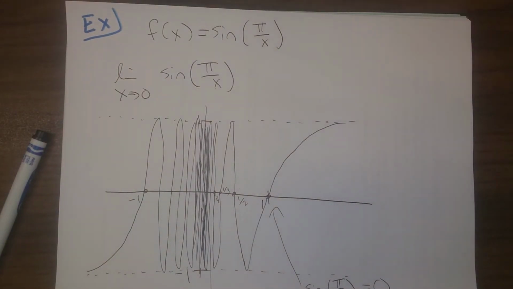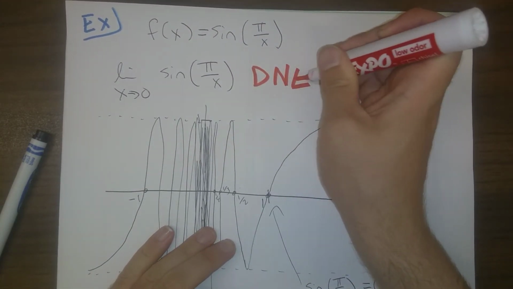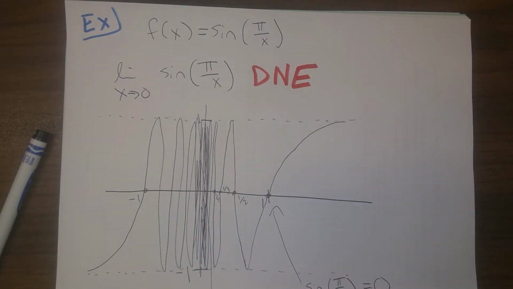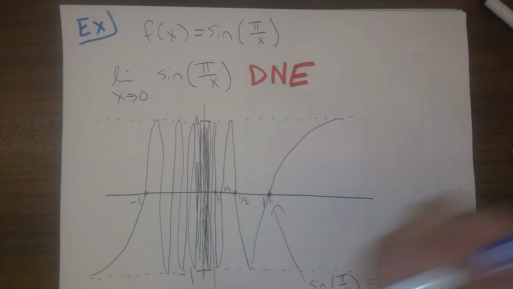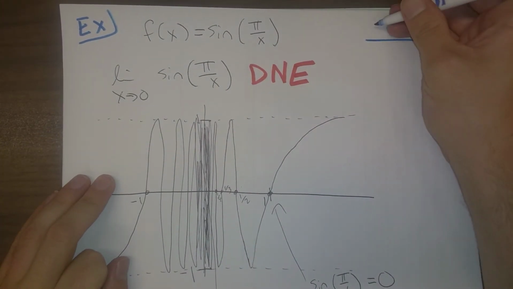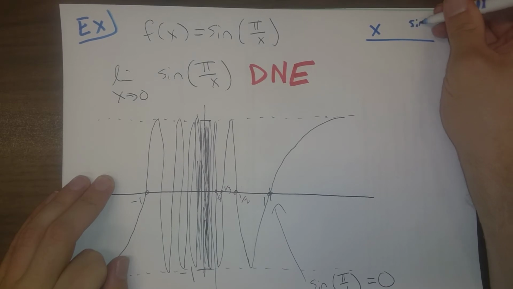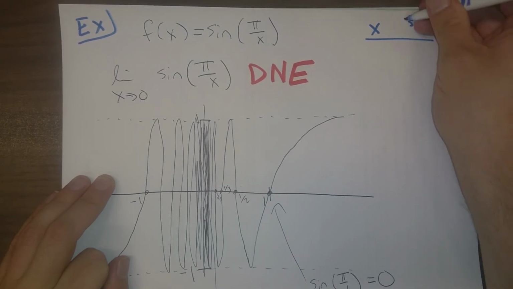So this is very suggestive that this limit does not exist, and that's the case, that there is no value that f of x approaches as x is close to 0, because it just keeps oscillating between 1 and minus 1. There's no way to get it to zoom in on any single output value. You could also do this by a little table of values. Just as a sample here, x and sine of pi over x.